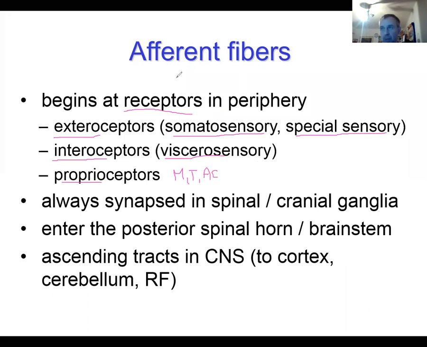So they run from receptors to the central nervous system, so to the spinal cord or brainstem. So they are always synapsed in ganglion, which we call either spinal or cranial ganglion. And they enter the posterior spinal horn, or they enter brainstem. And the information has to ascend as far as cortex and has some collaterals to cerebellum and reticular formation, so they form so-called ascending tracks in CNS. We'll come to these later.